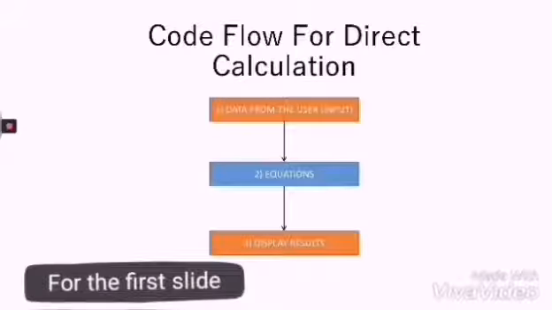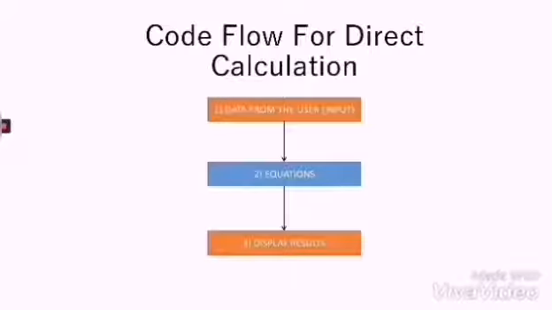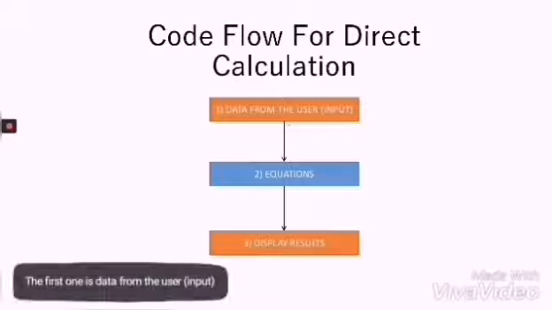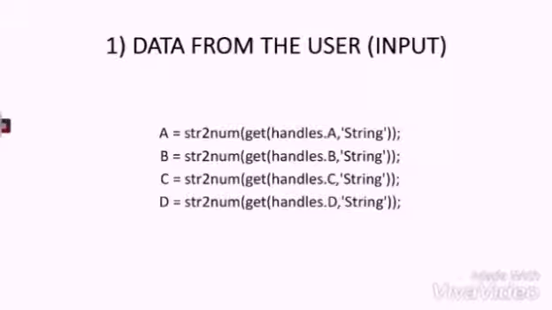For the first slide, we actually use 3 steps to solve the code problem for direct calculation. The first one is data from the user input. Second one is equation, and lastly display results.